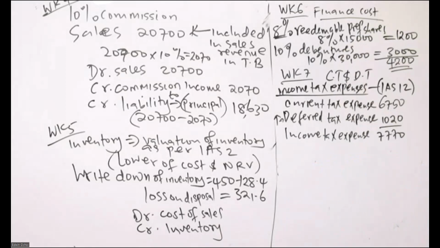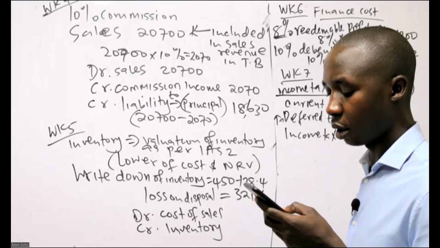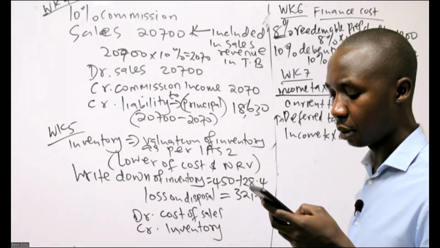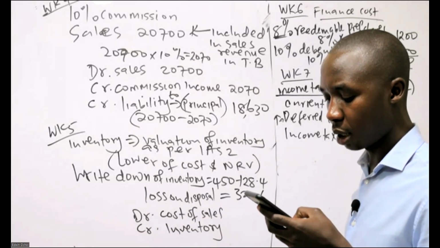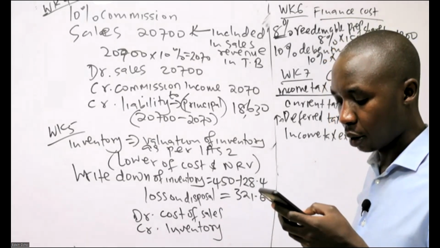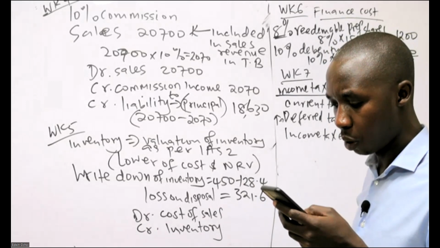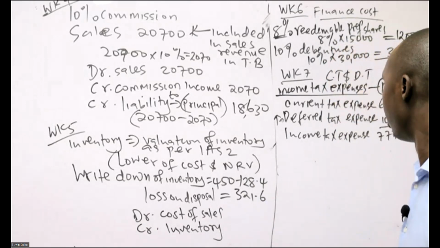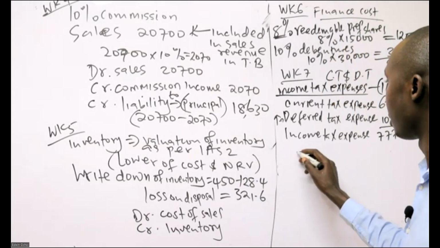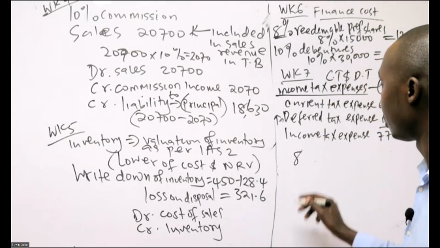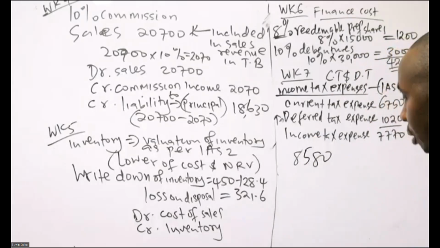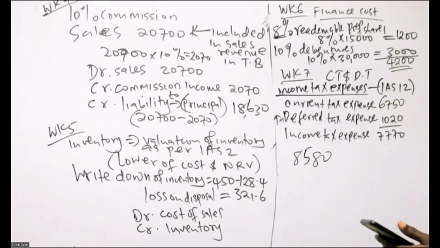When I will be talking about my deferred tax aspect, not before, if I check in my trial balance, remember that our current tax was the income tax. In the trial balance, the income tax was 8580. That is the relevant income tax.